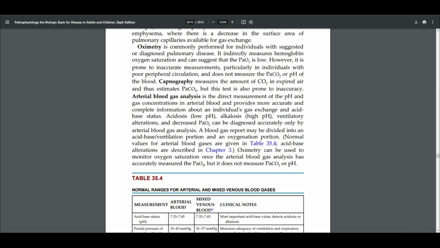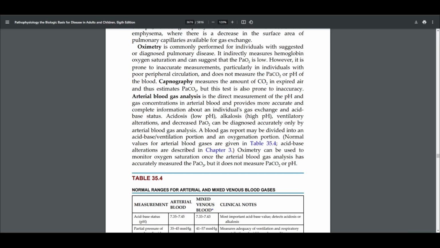Oximetry is commonly performed for individuals with suggested or diagnosed pulmonary disease. It indirectly measures hemoglobin oxygen saturation and can suggest that PaO2 is low. However, it is prone to inaccurate measurements, particularly in individuals with poor peripheral circulation, and does not measure the PaCO2 or pH of the blood. Capnography measures the amount of CO2 in expired air and thus estimates PaCO2. But this test is also prone to inaccuracy.